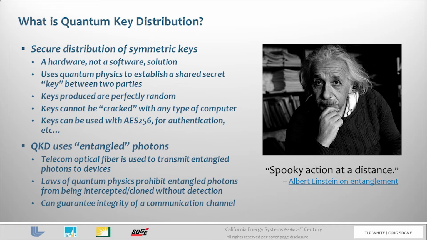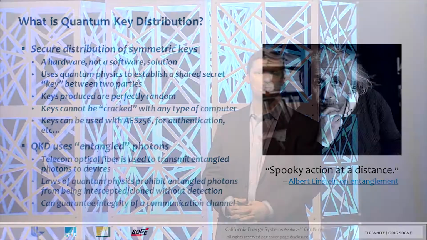It does this using entangled photons, which, if you haven't heard about those, is what the first part of this presentation will talk about. It uses optical fibers to transmit these photons to two parties that want to communicate securely. The advantage of entangled photons, as we'll discuss later, is you cannot intercept them or clone them, so you can guarantee that only the two parties communicating have the secret key and no one else.